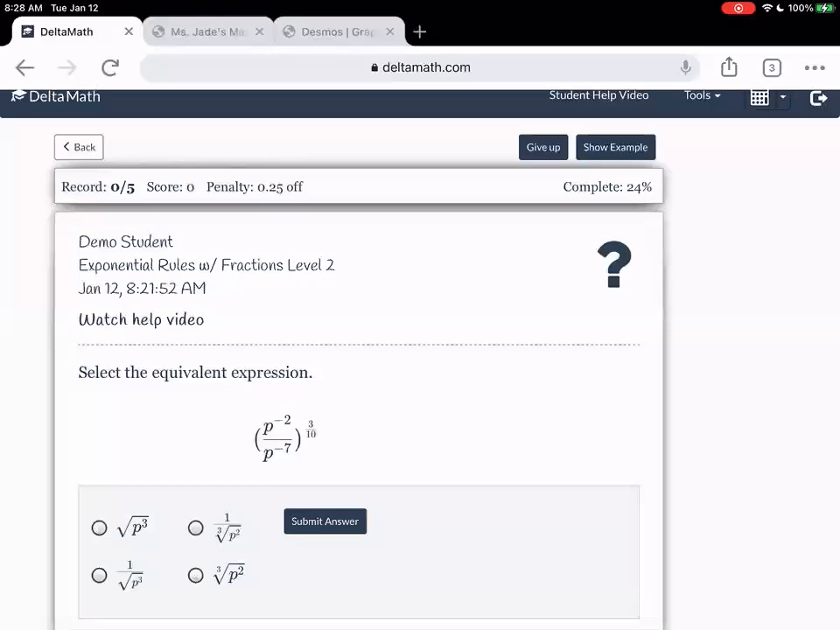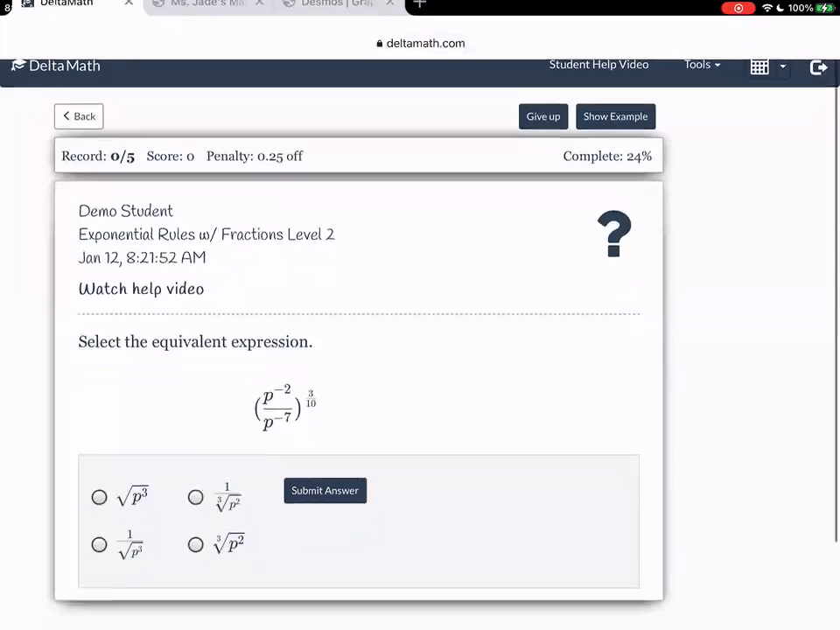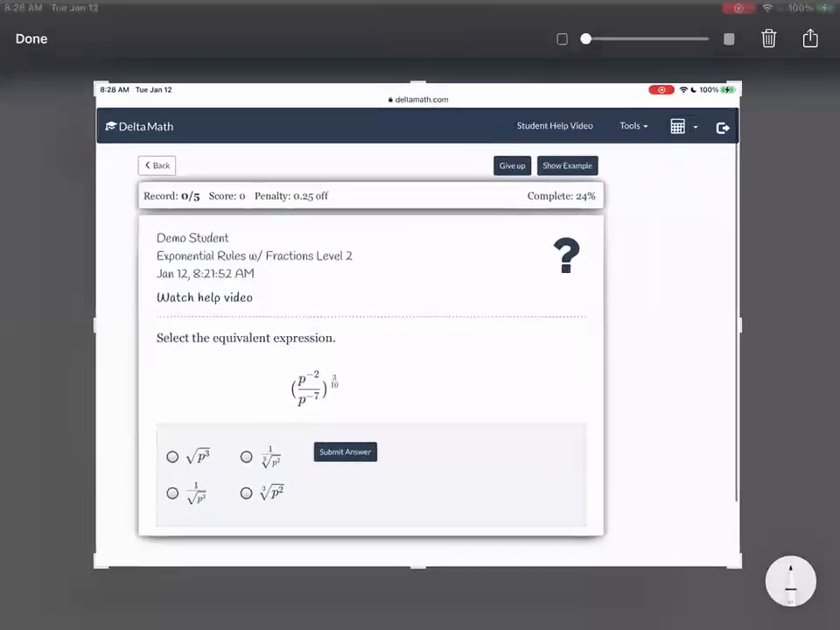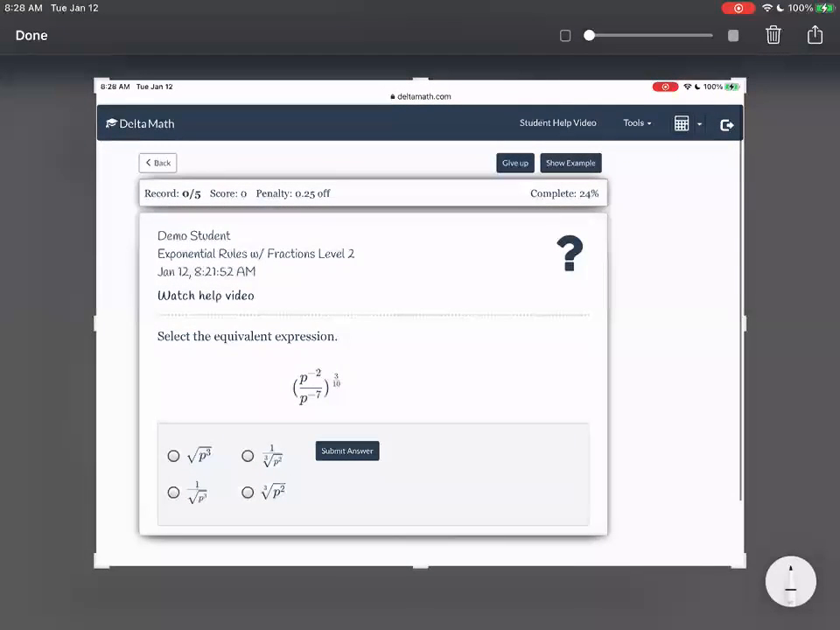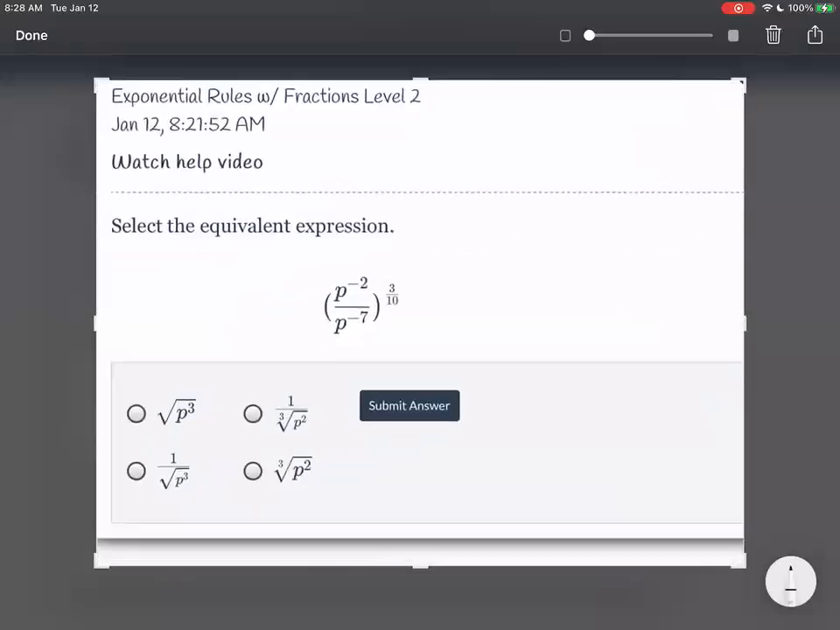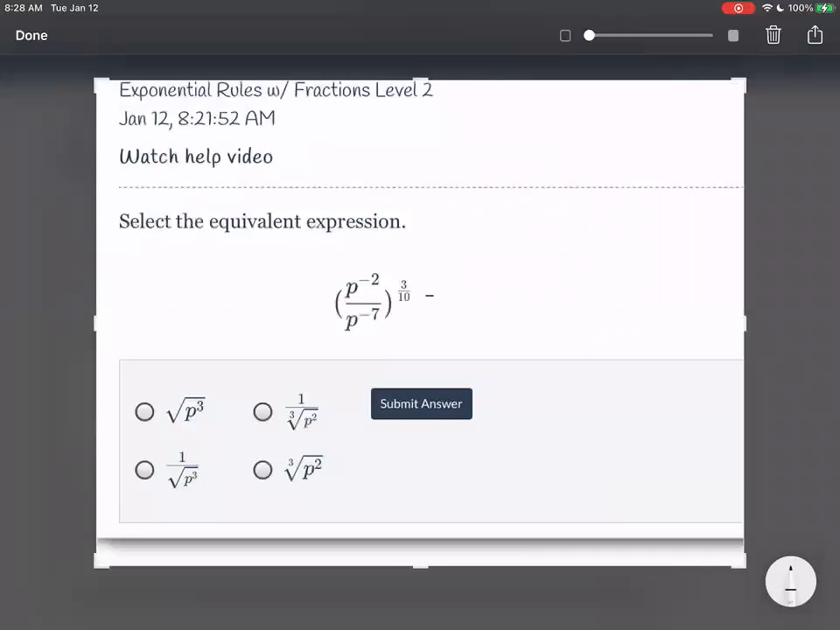All right, this next section is exponential rules of fractions level 2, and we're just going to have to select the proper multiple choice selection, whatever the word is.